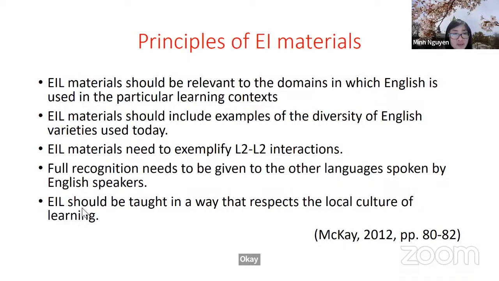And the final principle is that EIL should be taught in a way that respects the local culture of learning. In this regard, local teachers like yourselves are more suitable to design materials. Why is that? Because local teachers are familiar with local expectations regarding the roles of teachers and learners, and they are also familiar with the manner in which English is used in the local context.